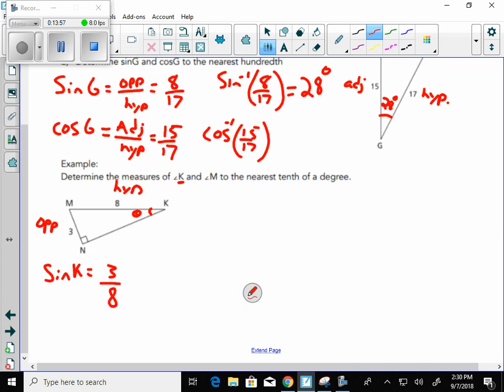3 over 8. When finding the angle, we're going to use what button? Inverse. Perfect. So it's going to be K equals sine inverse of 3 over 8. We're going to try this one and see if you get it now, okay?